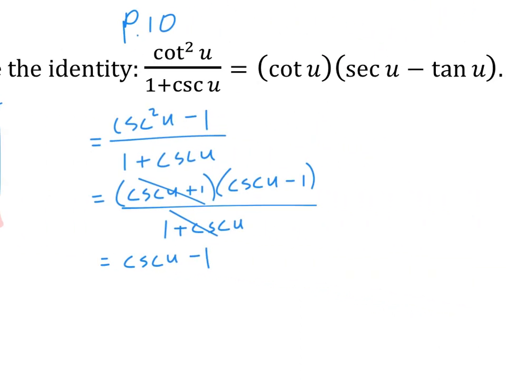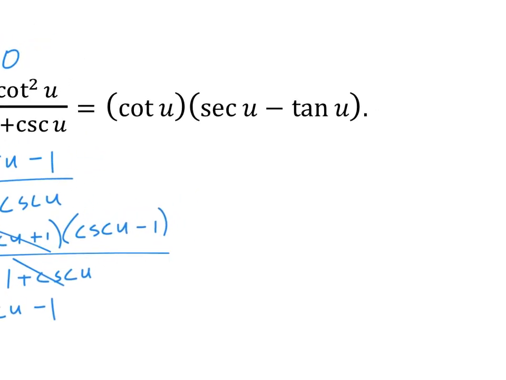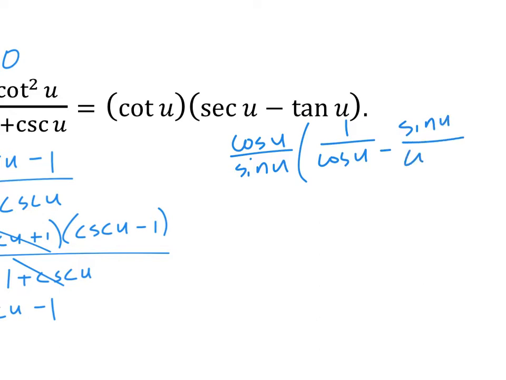Okay, so what you're going to do is you're going to start at the end of the proof. And we're trying to see where it's going to meet in the middle, cosecant u minus 1. All right, so what should we do on the right-hand side? Maybe change everything to sine and cosine. Yeah, maybe change everything to sine, cosine. So cosine u over sine u times 1 over cosine u minus sine u over cosine u. Okay, then what?